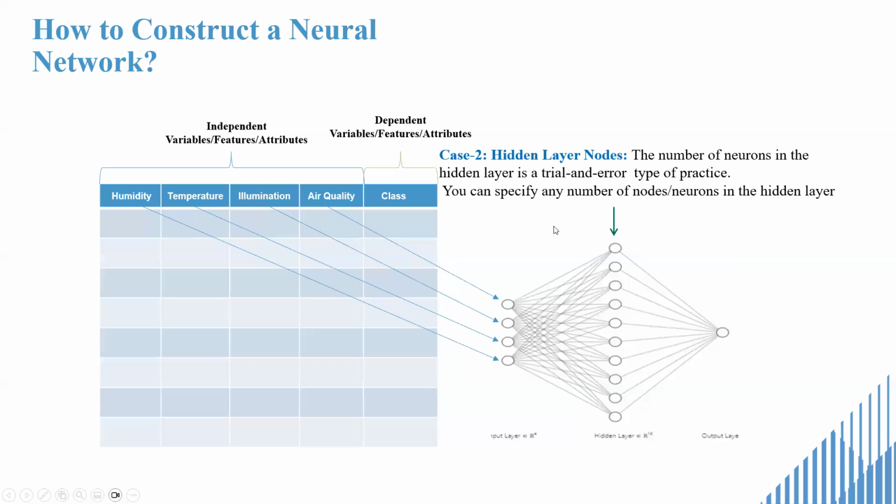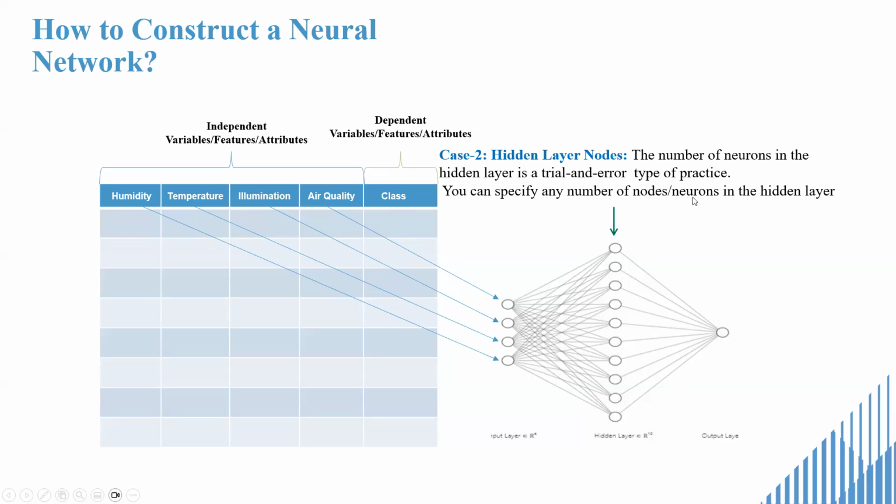Now we have hidden layers. The number of neurons in the hidden layers is trial and error. You can add more or you can make it less. It's up to you, because sometimes if you make it more, it could still give you a bad result, but less might be better. It's trial and error. You can play with this. Whether to make it more or less is up to you. So it's a type of practice.